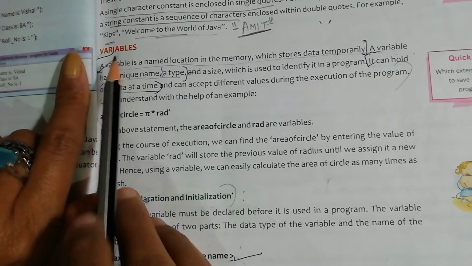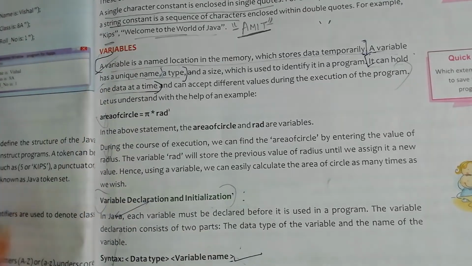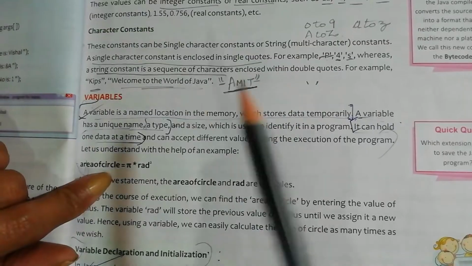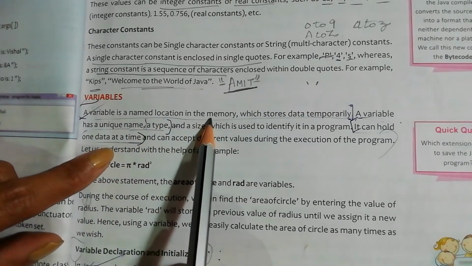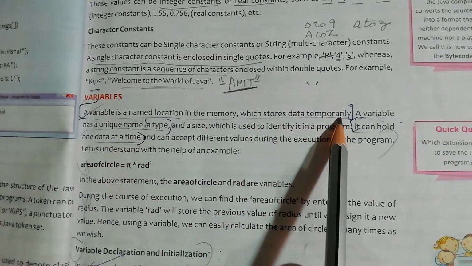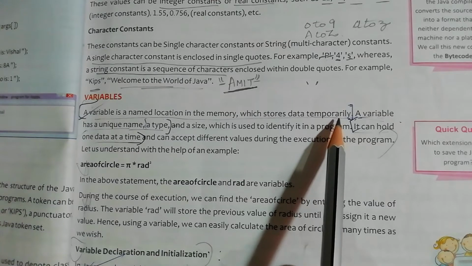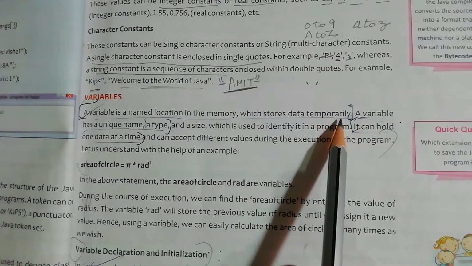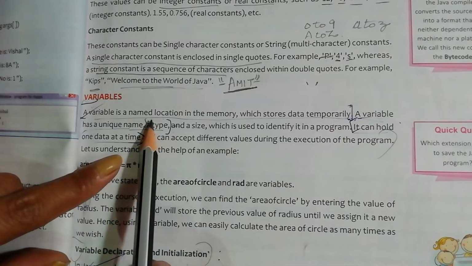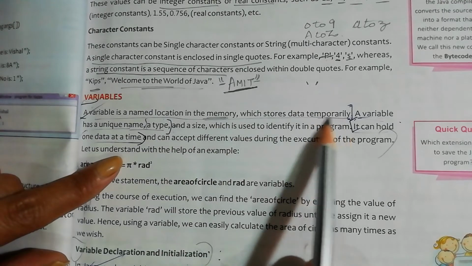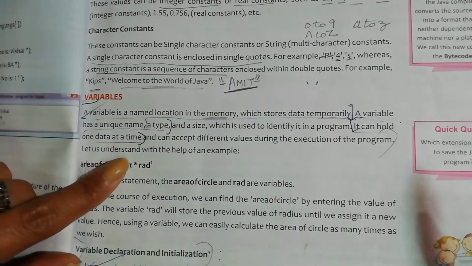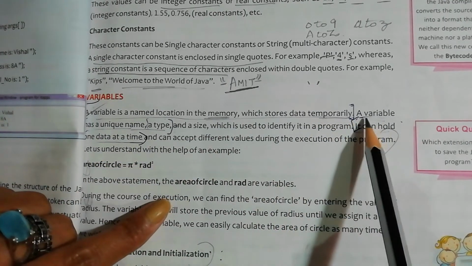So after this we have our next topic. It's variables. So what is a variable? A variable is a named location in the memory which stores data temporarily. That means you can say a variable is a kind of container that contains a value. और वो value किसके अंदर contain करके रखता है? In the memory. और in which form? In a very temporary form, not in the permanent form.